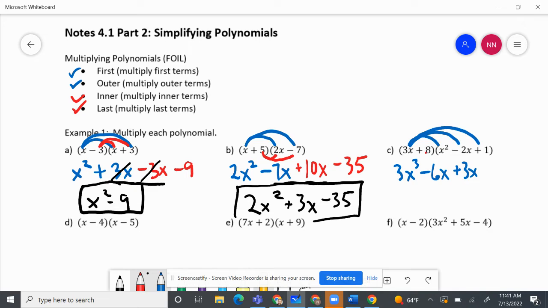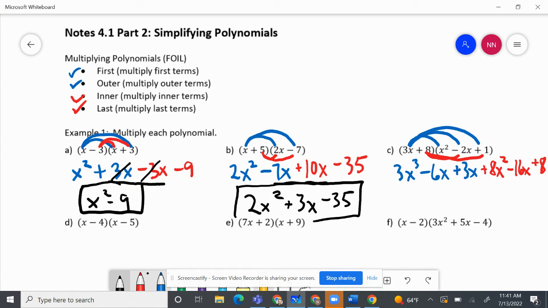We're going to multiply the 8 by each of the terms in the trinomial. So that gives us 8x squared. 8 times negative 2 is negative 16x. And then 8 times 1, which is 8.